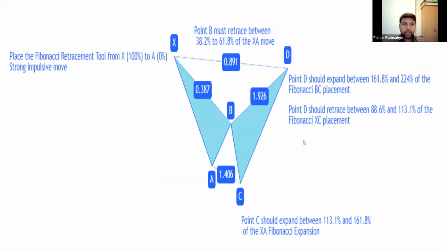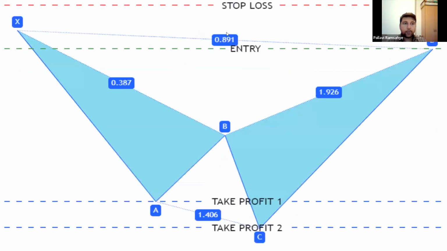So if anybody didn't get a chance to write down those percentages, you can do so. Or again, the video will be uploaded to Pipcatcher, so you can catch it on there later on. We can then enter the trade, right? So entry at point D, stop loss below point X, and then your take profits being point A and point C, okay?